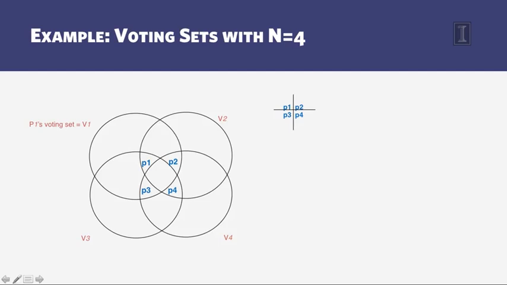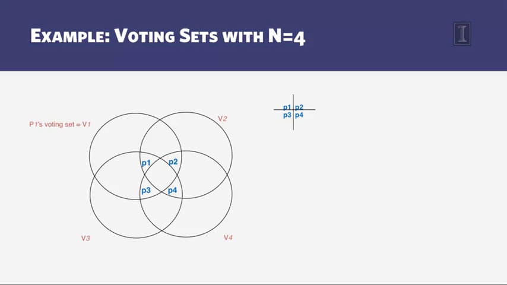Similarly, V2, which is the voting set for P2, consists of the processes P1, P2, and P4, and so on and so forth. You'll notice that any pair of processes intersect in at least one, in many cases 2, of the processes in the system. So consider V1 and V4, they intersect in 2 processes, P2 and P3 in the system.